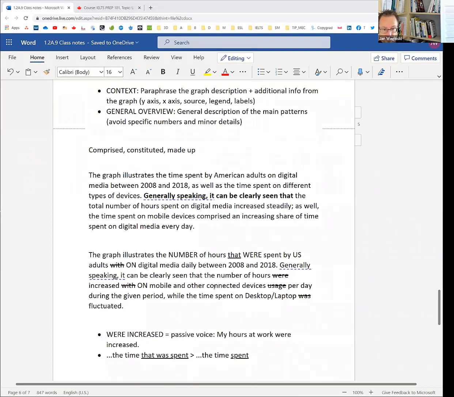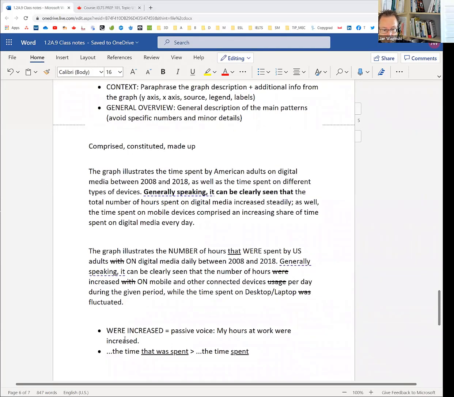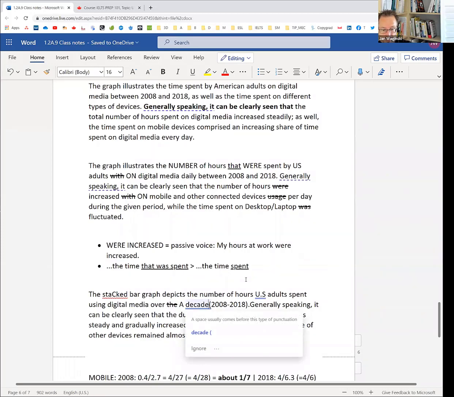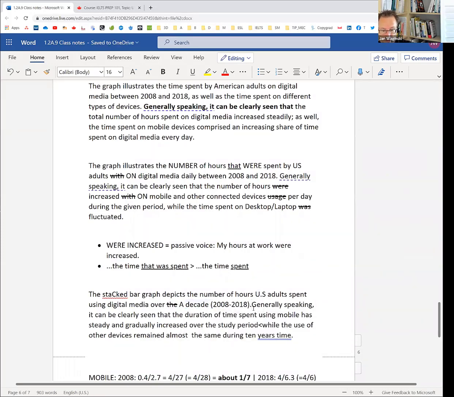Zuby's next. The stacked bar graph depicts the number of hours, no comma, U.S. adults spent using digital media over a decade. It's not a specific decade, it's just 10 years. Good. We've got to put the space in there.